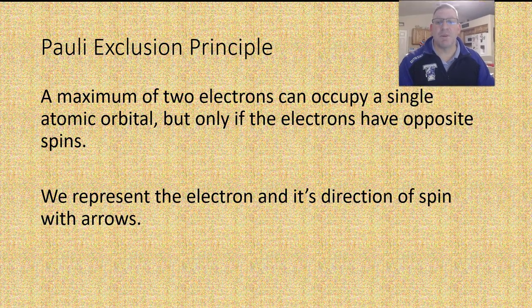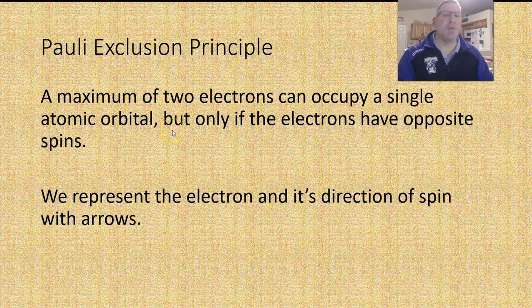Pauli's exclusion principle says that a maximum of 2 electrons can occupy a single atomic orbital, but only if the electrons have opposite spins. We can represent the electrons and the direction of their spin with arrows.